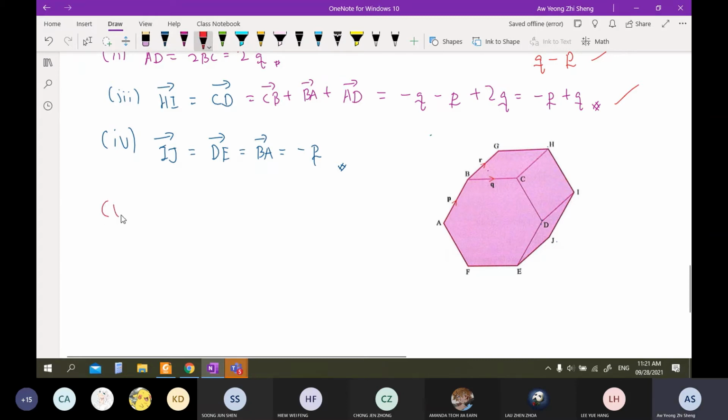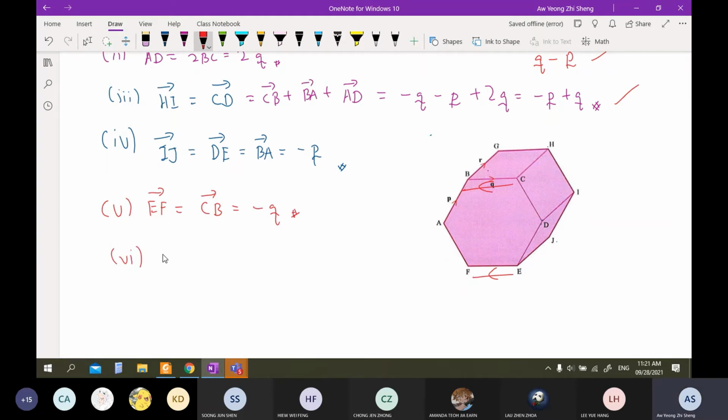Next is part 5, EF. EF will be this way, going from right to left. So you can move it up as C to B, and that will be minus Q. Done.